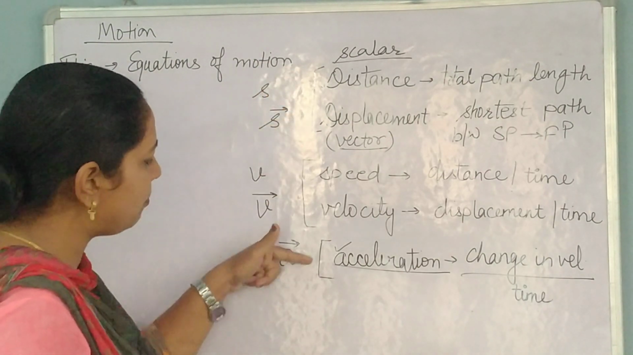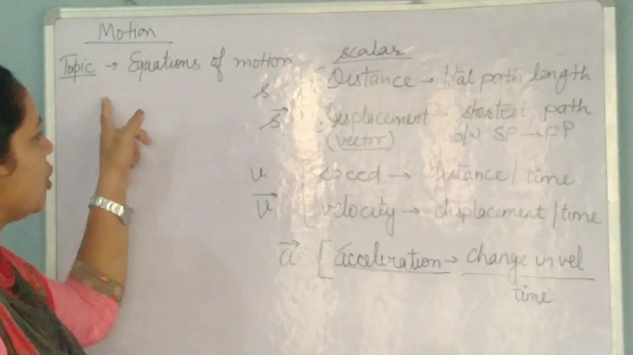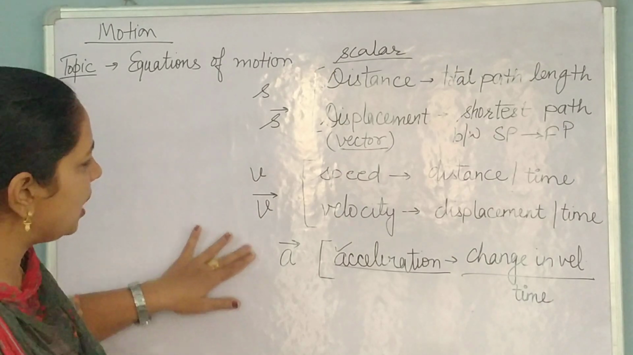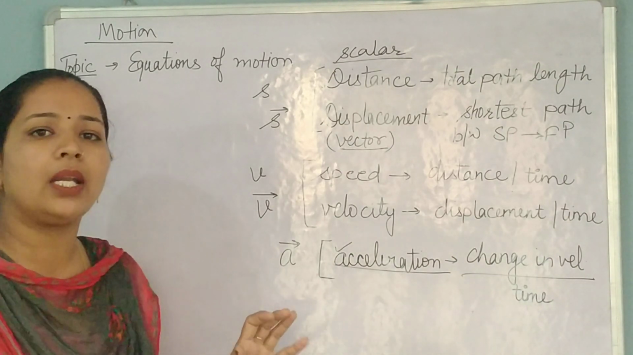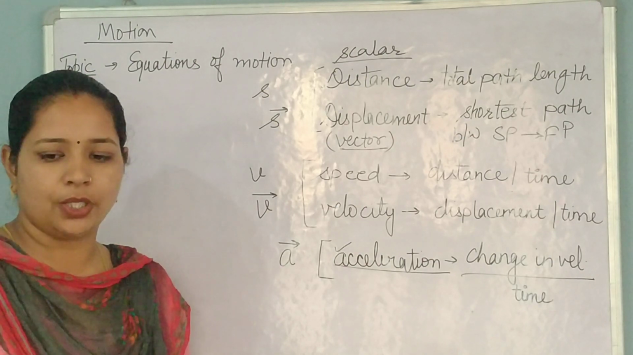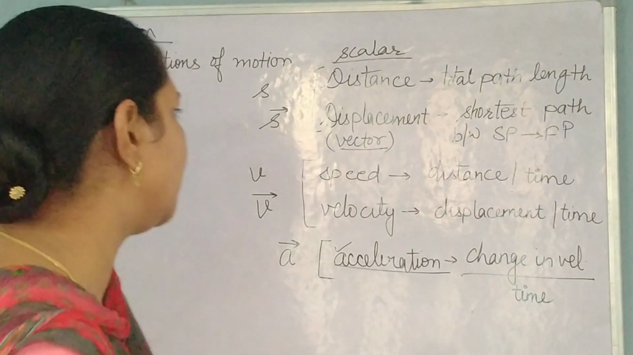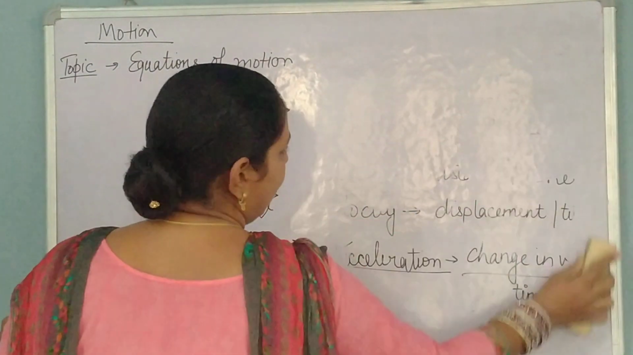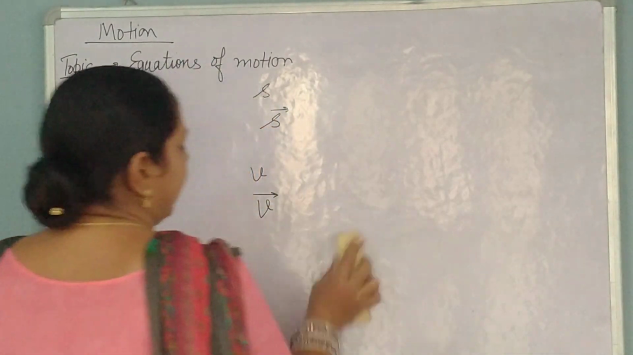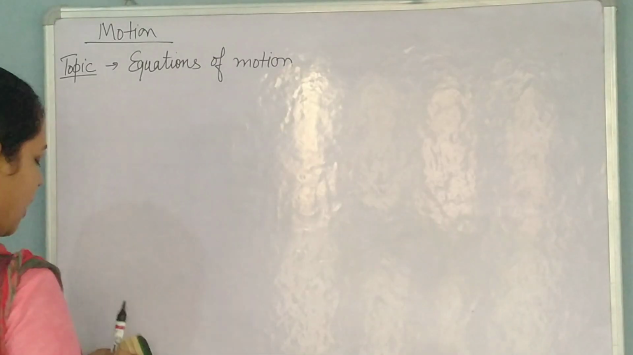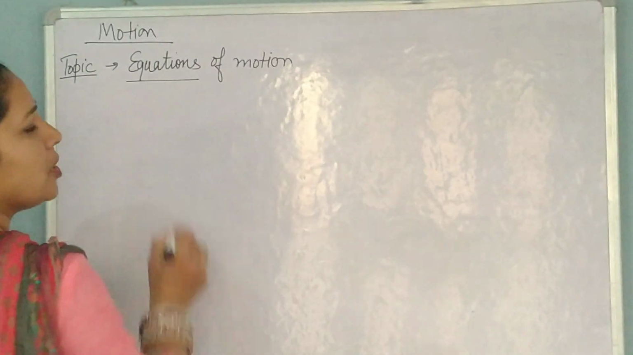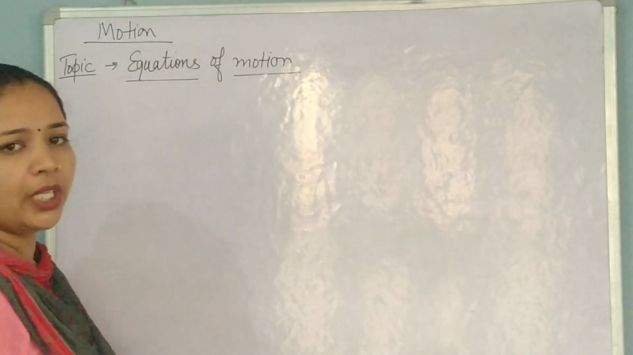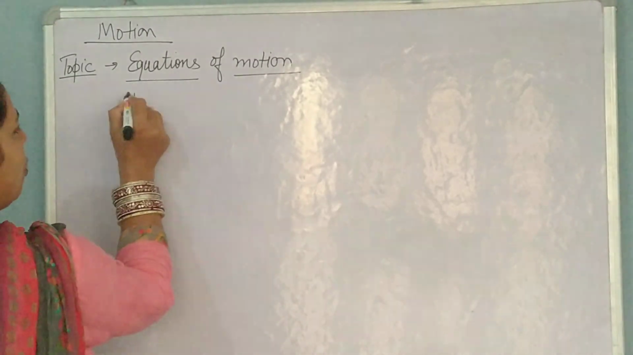So these are some basic terms, and in equations of motion we will find a relation between these basic terms, how these terms are interrelated with each other. So let's start our topic, that is equations of motion. Firstly, I'll define what you mean by equations of motion. Equations means relation, and the relations which completely define the motion of a body are known as equations of motion.